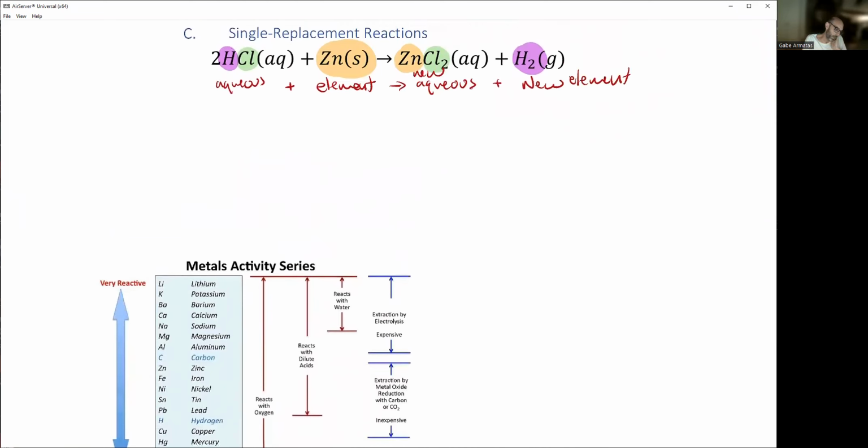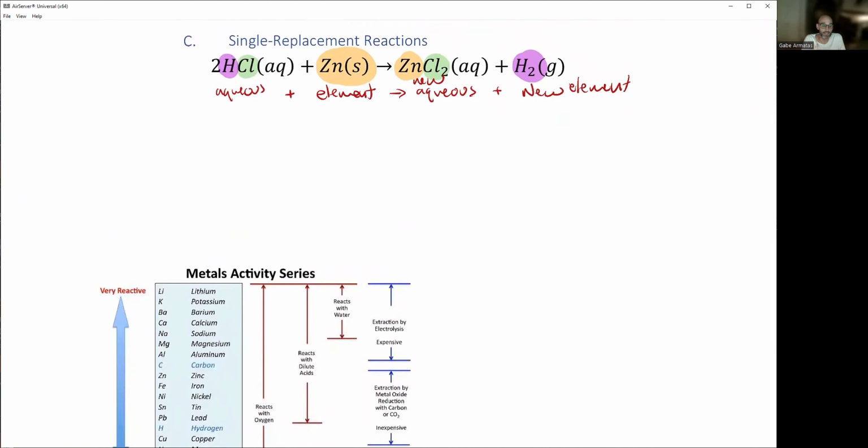Yeah. So this is how we test and see if something is more reactive. If I react together something like, let's say, magnesium chloride, aqueous, plus, let's say, potassium solid. I know potassium comes as a solid. There we go. So let's find out what we have here.